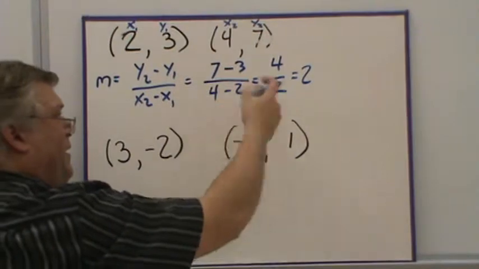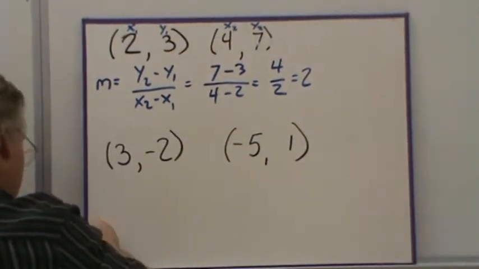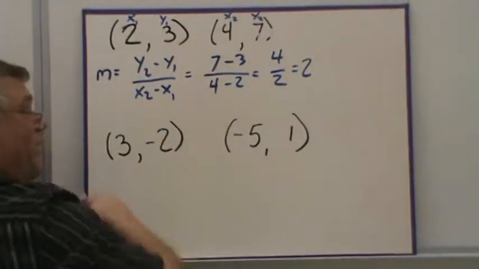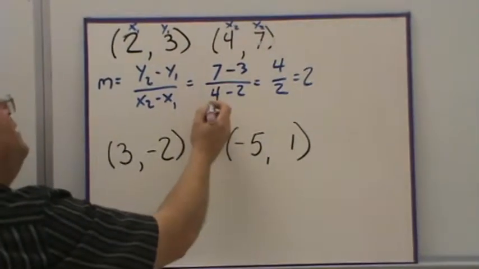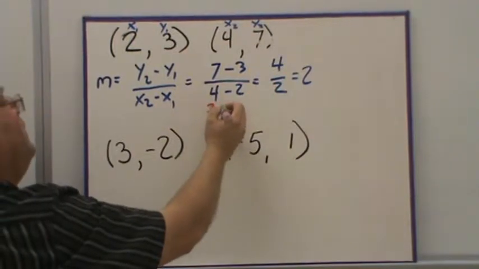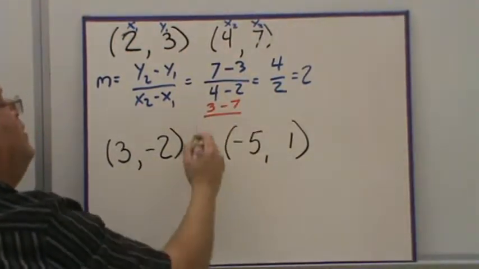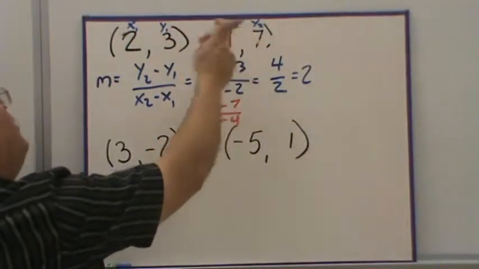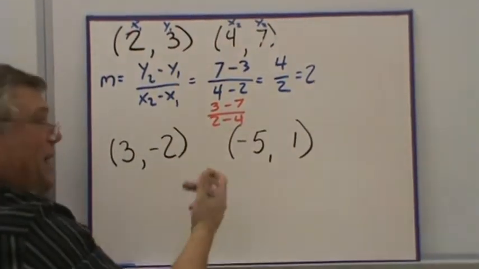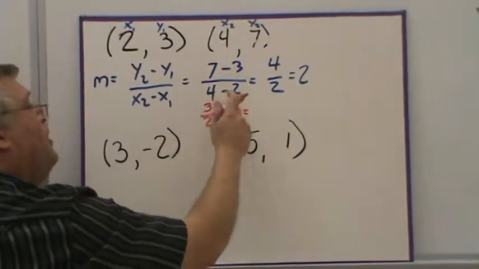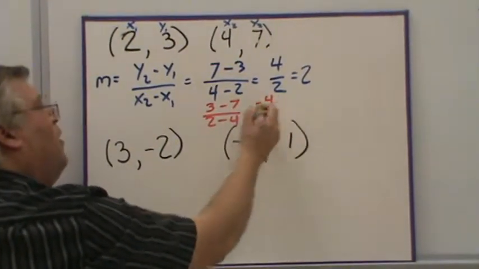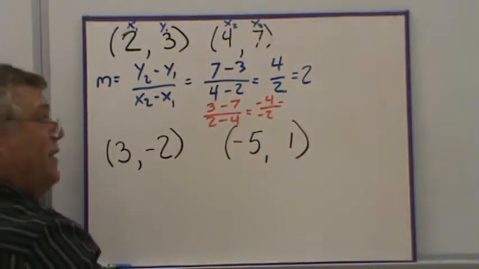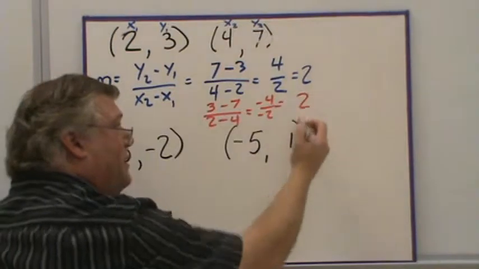Now, if I did the same equation, but I switched the points. Let's say I solve this point first instead of that point. I would actually be doing this as 3 minus 7 over 2 minus 4, y2 minus y1 over x2 minus x1, backwards. If I do that, 3 minus 7 is going to give me negative 4. 2 minus 4 is going to give me negative 2. A negative over a negative is a positive. So this still works out to be 2.